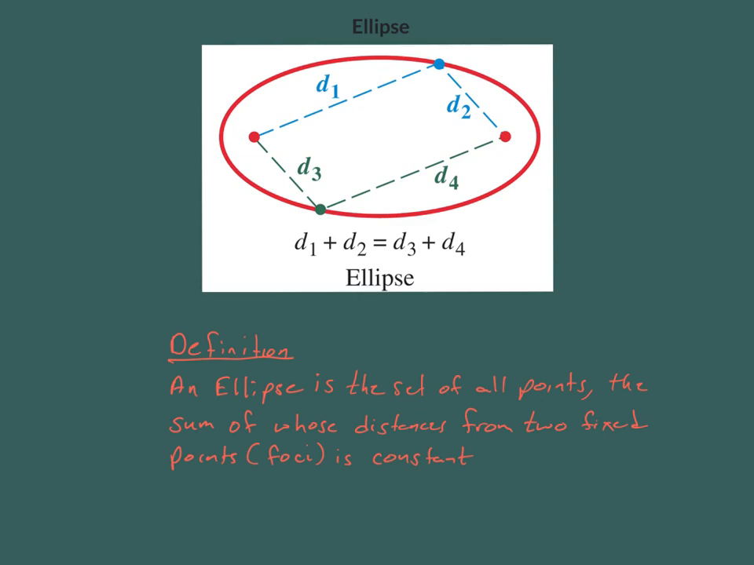Now, how is a circle an ellipse? A circle doesn't have two fixed points. It has one fixed point. Well, really, you can think of a circle as an ellipse where the two fixed points are now on top of each other. As these two fixed points move closer and closer together, you're going to get something that appears more circular.